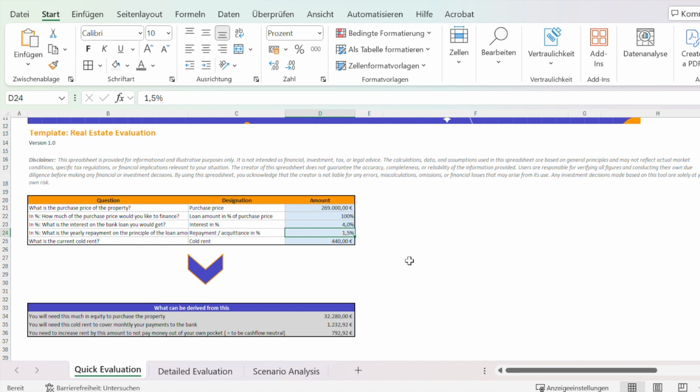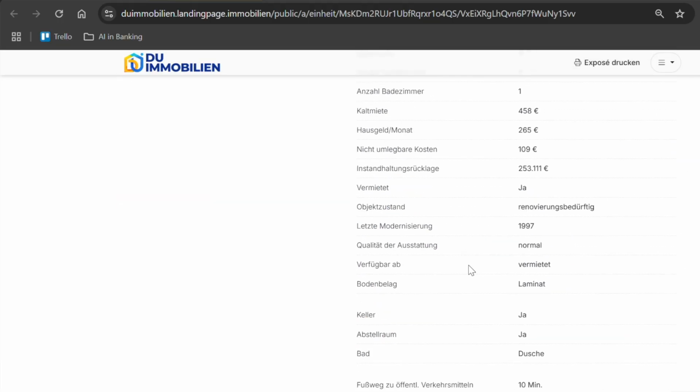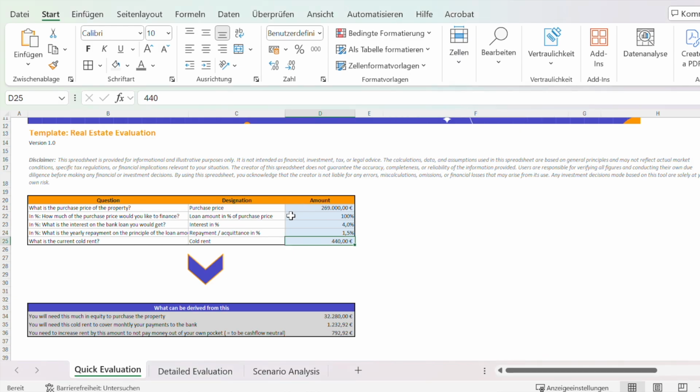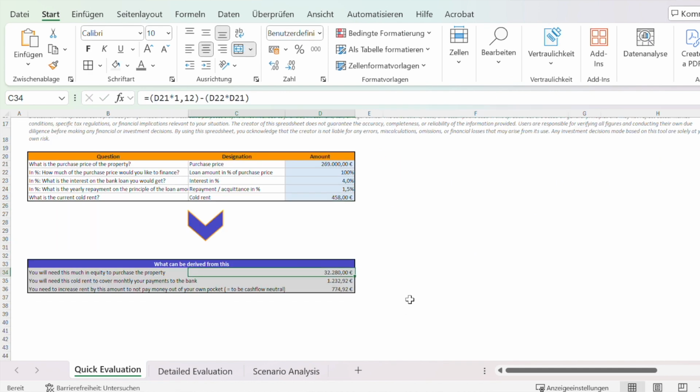Now, the cold current rent is, and let's switch back to the exposé, 458 euros. And then this automatically spits out what you can derive from this calculation. Now, as I said before, you bring in roughly 10 to 12% of equity of your own money of the purchase price to cover the closing costs. So in this case, this would be 32,000 euros.